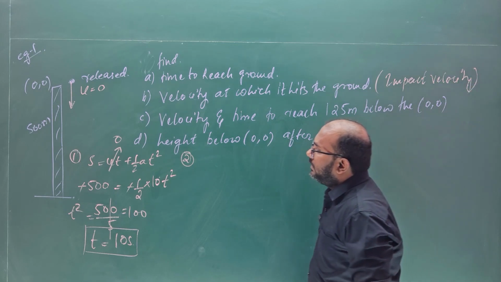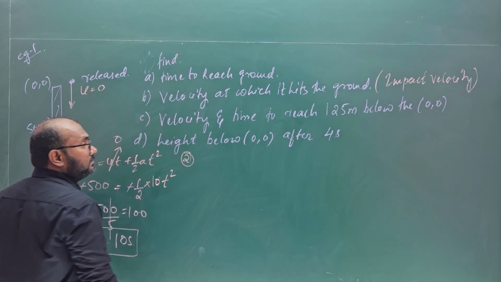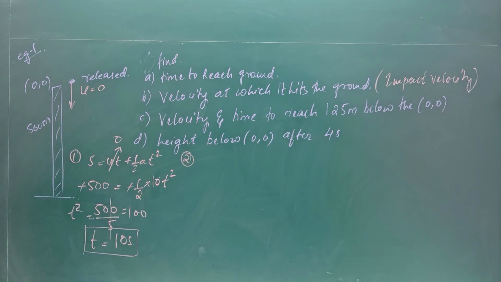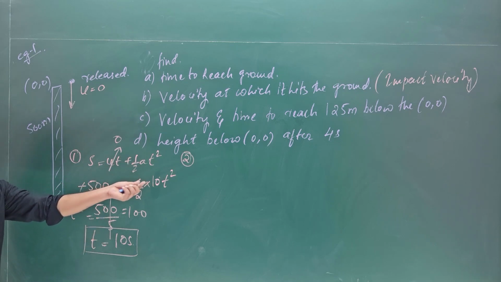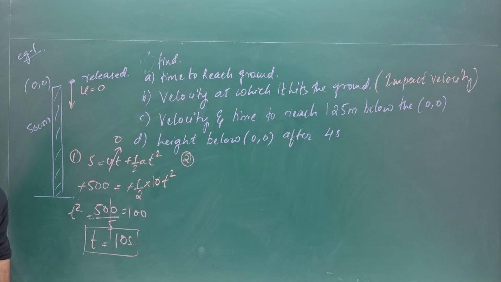Okay, now if I want to do the second question, I have two options. The first option is v equals u plus at. The second option is v squared minus u squared equals 2as. Got my point? If I calculated the time, then I can substitute the time. Consider I don't even know the time. Okay, we will do it by both.